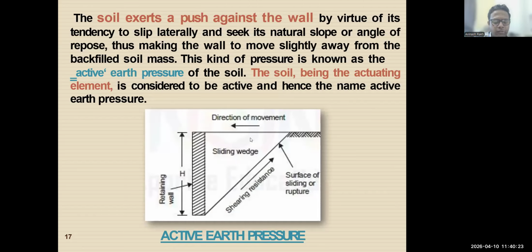Now let us see what exactly active pressure is. The soil exerts a push against the wall by virtue of its tendency to slip laterally and seek its natural slope or angle of repose, thus making the wall move slightly away from the backfill. As shown in the diagram, the wall moves slightly away from the backfill. This kind of pressure is known as active pressure. The soil, being the actuating element, is considered to be active, and hence the name active earth pressure. This is the typical definition of active earth pressure.